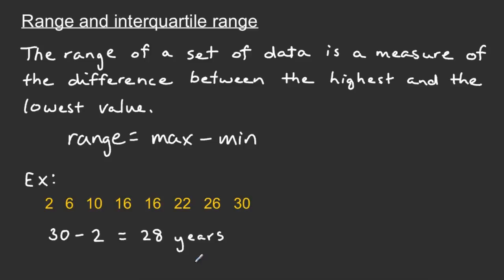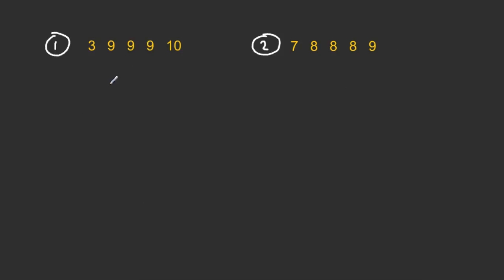If you're comparing two sets of data with the same mean, for example, you might want to consider the range in your comparison as well, because maybe the data sets are not exactly the same, even if they have the same mean. There might be some other differences. To illustrate what I mean, let's consider these two sets of data. They both have a mean of 8. You can calculate it if you want, but you can just believe me.